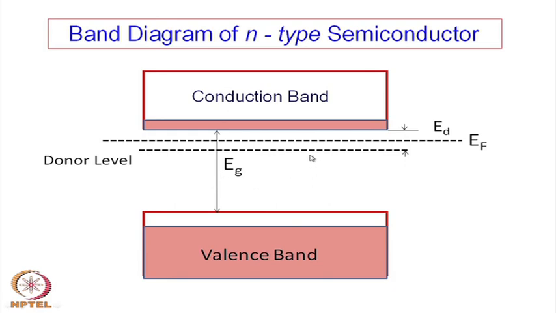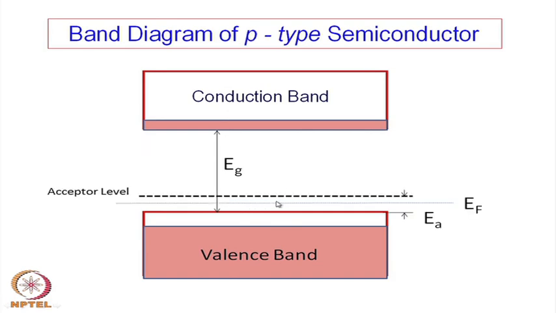Whereas for acceptor doping or donor doping, the Fermi energy is at a different location. In case of donor doping, the Fermi energy is closer to the conduction band, whereas for the acceptor level, it is closer to the valence band. In fact, that is what has been given in the next diagram: the acceptor level, and the EF has come down here. Sorry, this is EA, the acceptor level, and this is the Fermi energy. So, it is just midway between the top of the valence band and the energy level of the acceptor ions.